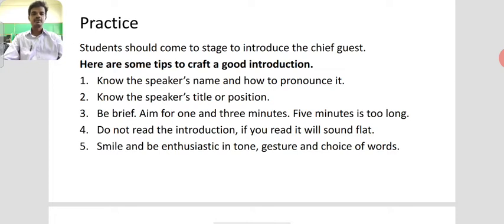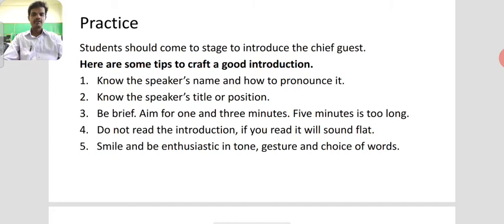Here are some tips to craft a good introduction. First one, know the speaker's name and how to pronounce it. If you do not know the speaker's name, it will become awkward. So don't forget it. Then second point, know the speaker's title or position. It is better that you write down all those things, the speaker's title and his or her position. You must write it down.